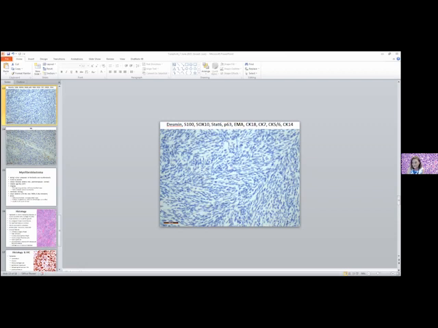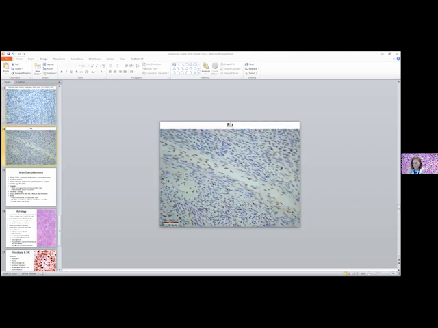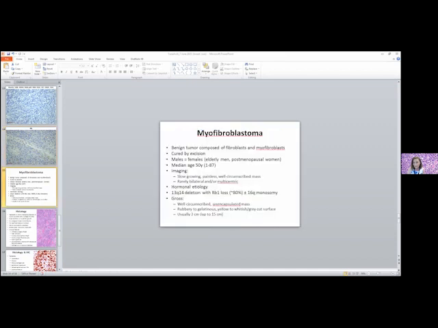However, as you can see, CD34 and desmin are both negative. And then we did RB1, which is positive in internal control cells, which are blood vessels, but the lesional cells show loss of staining. So RB expression is lost in this case. So based on this morphology and immunoprofile, myofibroblastoma was favored.